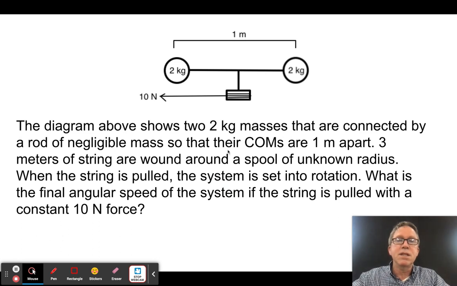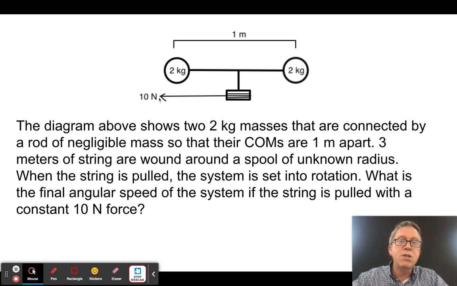Let's take a look at a system like this. I've got two 2 kilogram masses, 1 meter apart, connected to each other by a rod of negligible mass. And the center of this is connected to a spool of unknown radius around which I wound very tightly 3 meters of string.